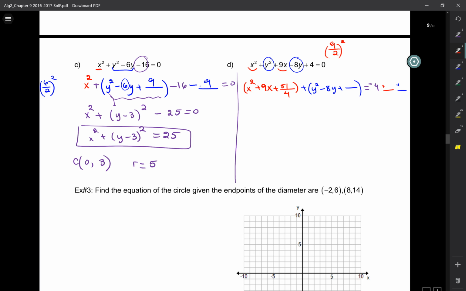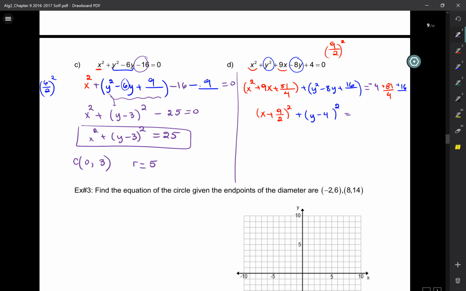And what goes in the blue? So 81 over 4 over here as well. What goes in the blue? 16. Okay, so let's factor the red. It's going to be x plus what quantity squared? 9 over 2, plus what squared here? Y plus or minus? Minus 4 squared.